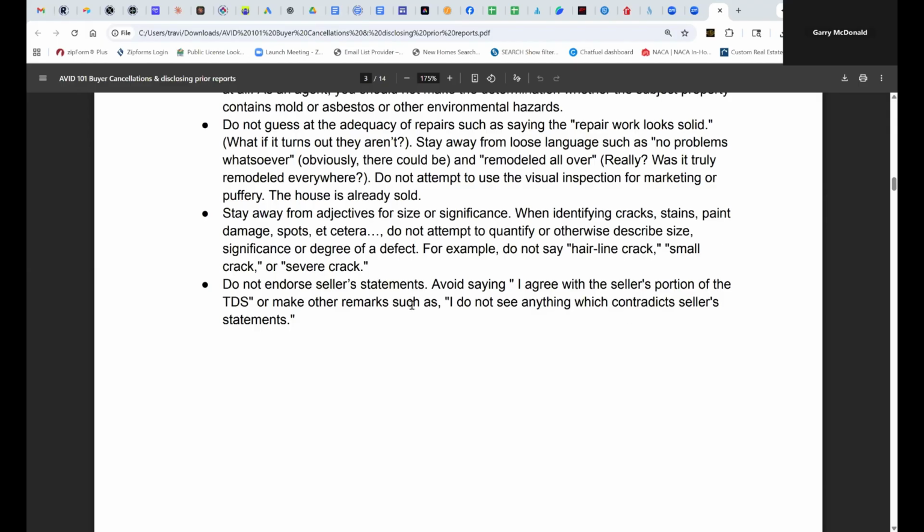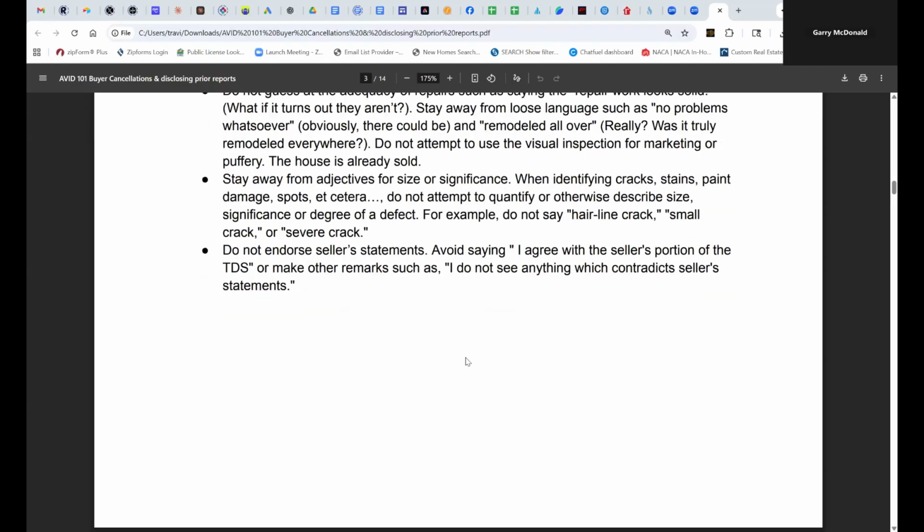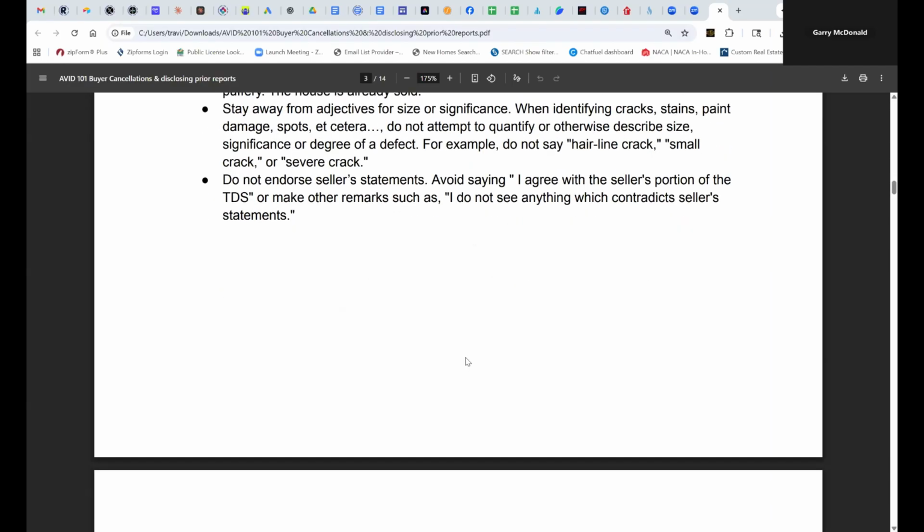Do not endorse seller statements. Avoid saying, I agree with the seller's portion of the TDS, or make other remarks such as, I do not see anything which contradicts seller's statements. This is your visual inspection and your chance to present your material facts known on the house.